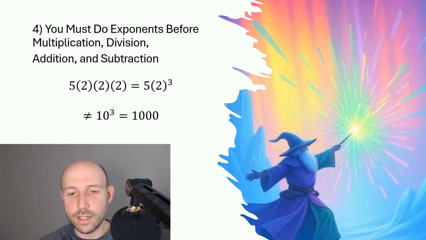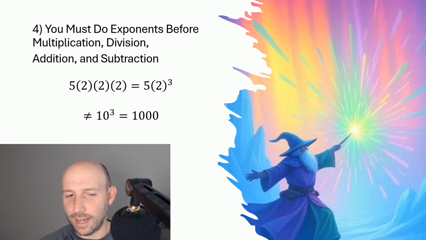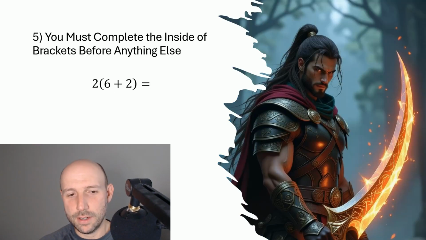You have 1, you double it, you double each of those, you double each of those. 5 times 8, 40 damage, not 1,000. 1,000 makes no sense. The math is wrong. Moving on to rule number 5. You must complete the inside of brackets before anything else. That's the whole point of brackets, right?